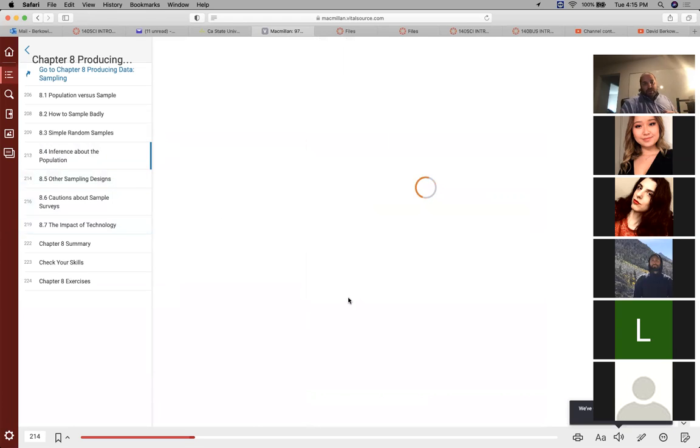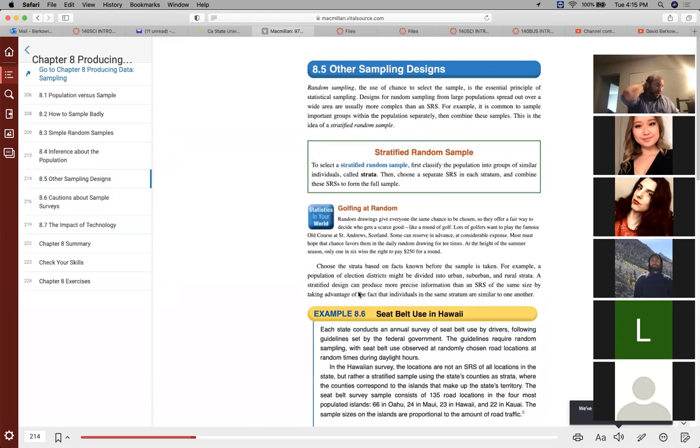What are some other sampling designs? We had a stratified random sample, where you break up the population into groups called strata and then take a simple random sample from each one. Then we combine them together to form the full sample. For example, if I split up men and women and then take a simple random sample of each, or I split them into age groups and take a simple random sample of each, that's a stratified random sample.